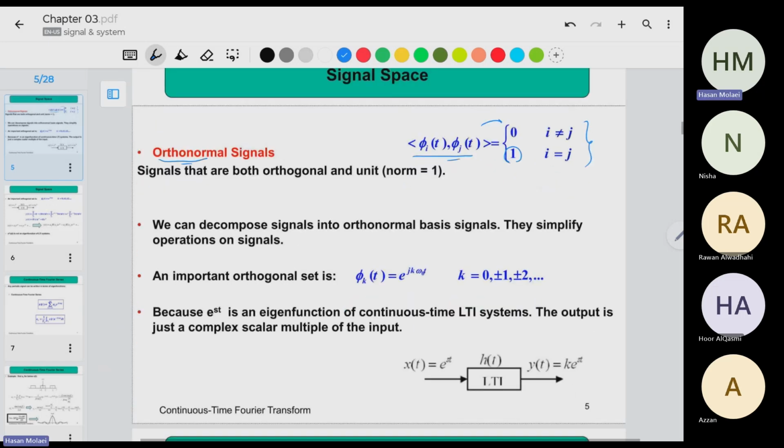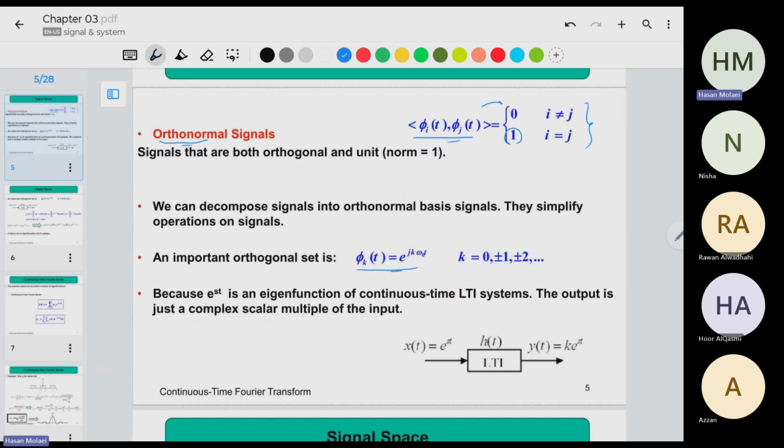One of the most important orthogonal sets is this one. For different values of k, if you multiply phi k and find the inner product with phi j, it would be 0. Only if these two are the same, for example phi k, we will have a value.